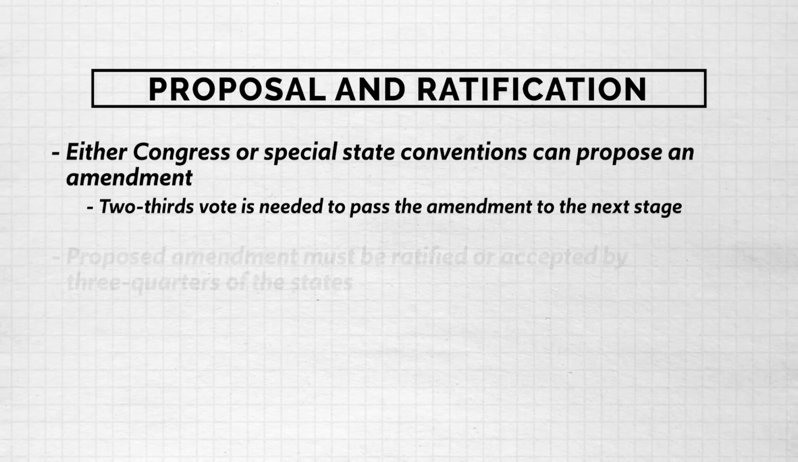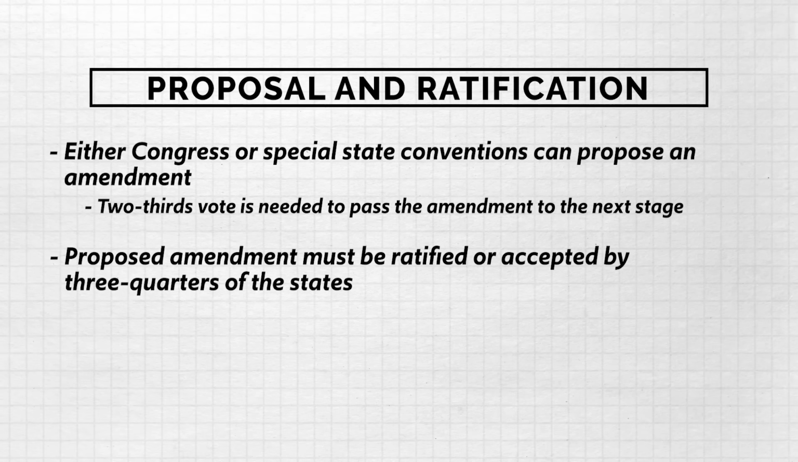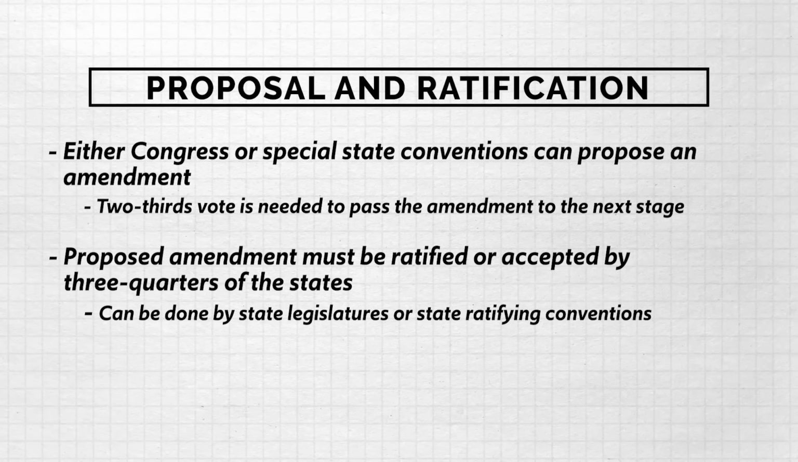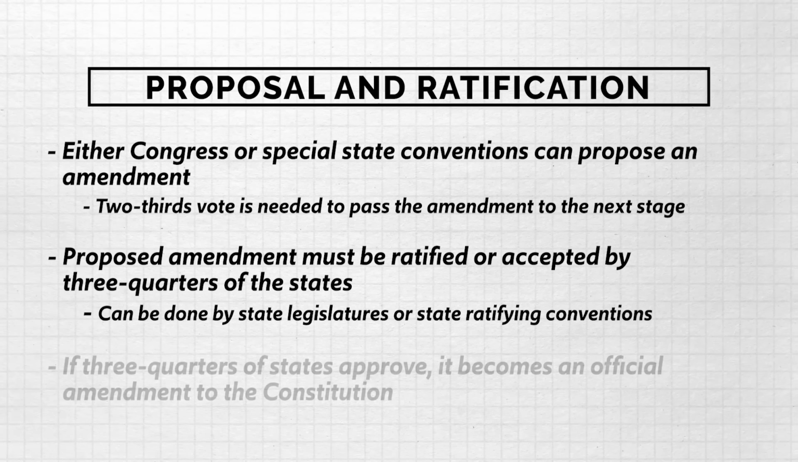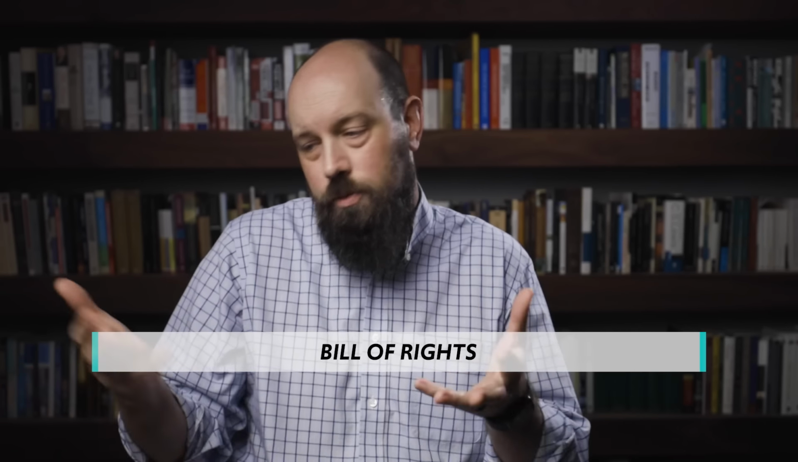Once that happens, the proposed amendment must be ratified or accepted by 3/4 of the states, and that can be done either by state legislatures or state ratifying conventions. If 3/4 of the states vote to approve, it becomes an official amendment to the Constitution. And just for fun, it might be helpful for you to know that the Constitution has been amended 27 times, although the first 10 are the Bill of Rights, and those were added all at once.